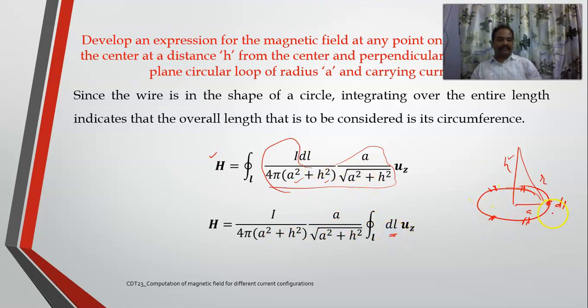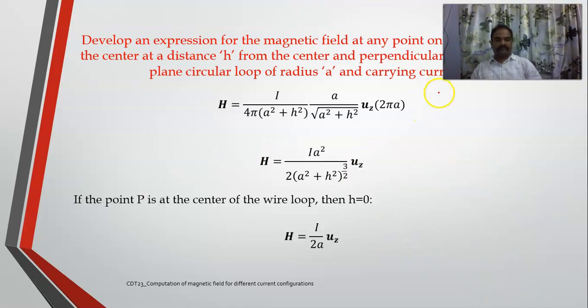So over the entire length, what is the differential length you are considering? So what is this value? If I consider this as the entire wire, this is nothing but the circumference of the wire, right? What is the circumference of the wire? It is 2 pi a. So substitute there, 2 pi a. So what is the final answer? This is my final answer.